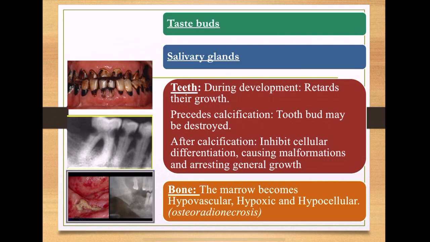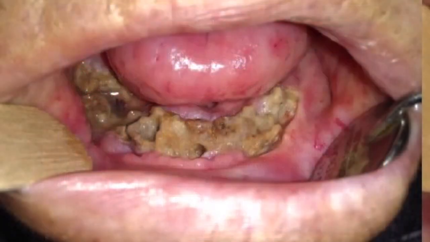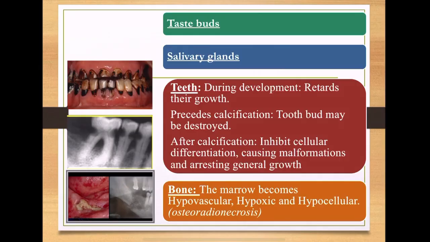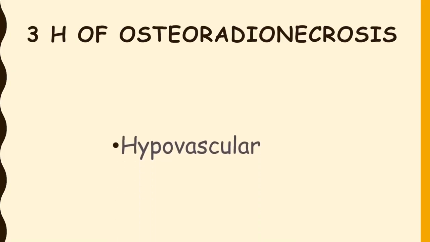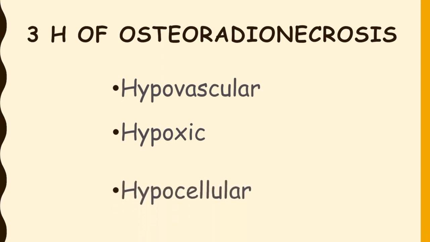The major effect of radiation on bone results in damage to the vasculature of periosteum and cortical bone, and this destroys the osteoblasts. So new bone formation doesn't occur. The normal marrow gets replaced by fatty marrow and fibrous connective tissue, and the degree of mineralization also begins to reduce, leading to brittleness of the bone. Thus, you have to remember the 3H of osteoradionecrosis, which is hypovascular, meaning reduced vascular supply, hypoxic, meaning reduced oxygenation, and hypocellular, meaning there is a reduced number of bone cells.